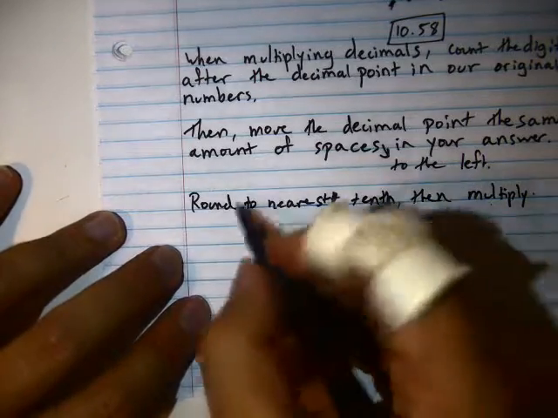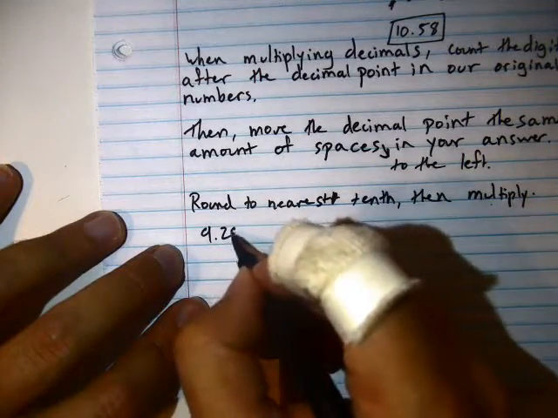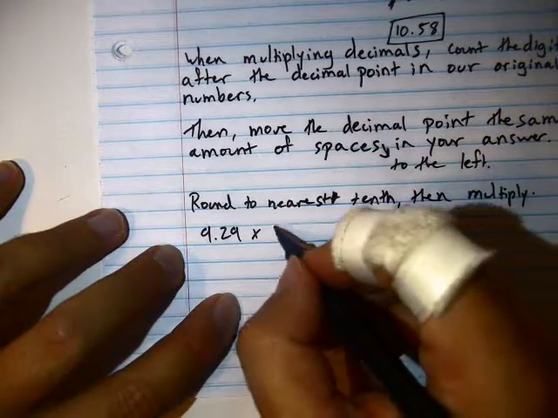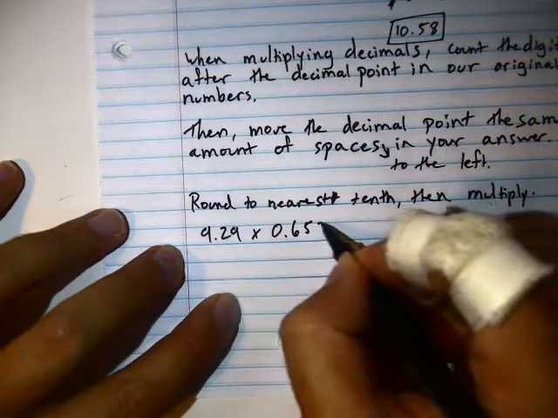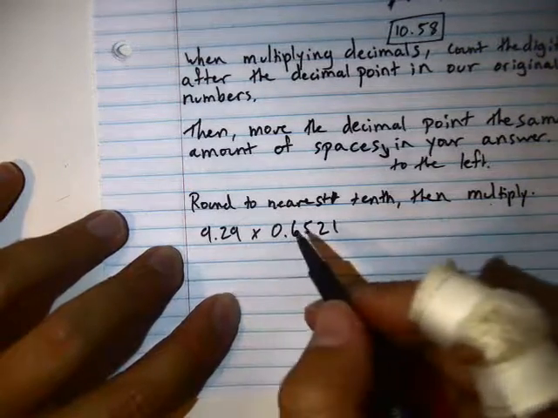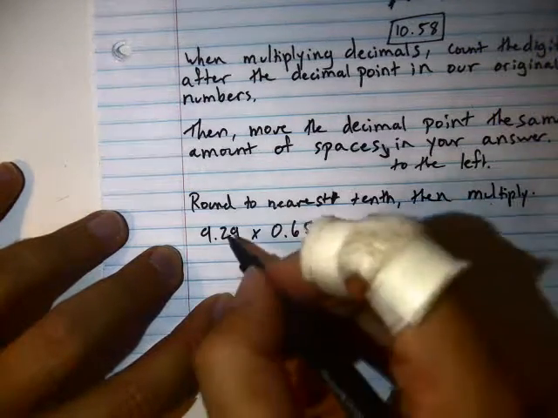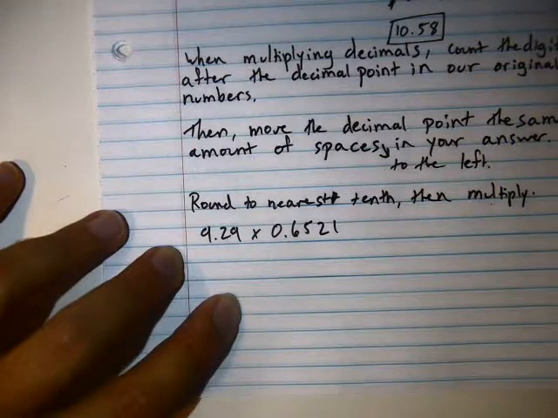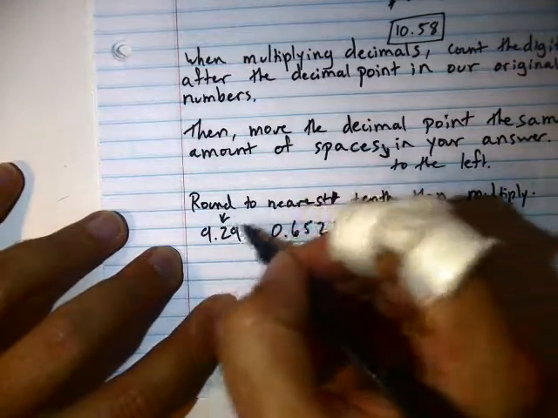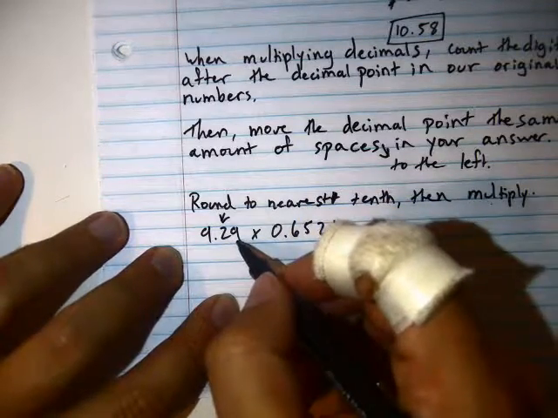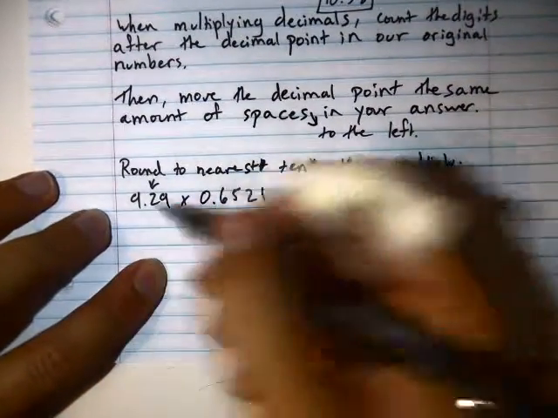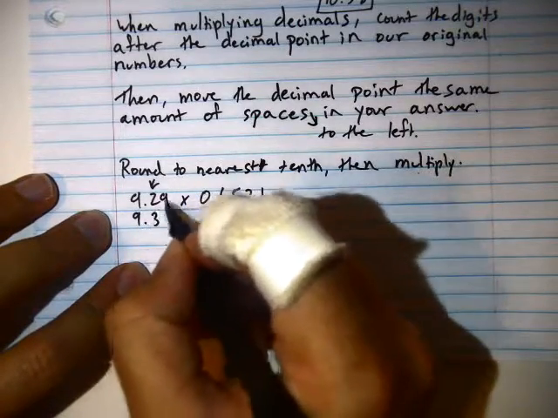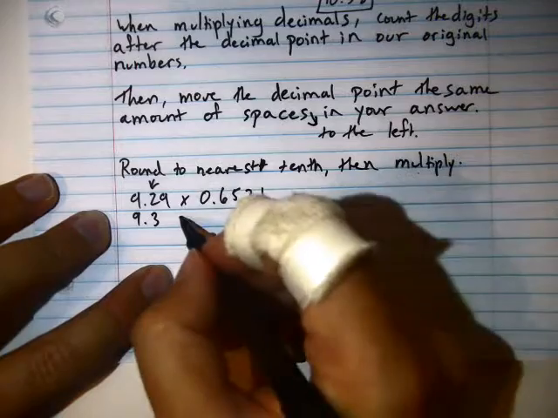Okay, let's look at this one. It says 9.29 times 0.6521. Okay, my first step is I'm going to have to round to the tenth. Is that what I'm supposed to do? Yep. So here my rounding digit is my 2. I'm going to look to the right. Oh, it's a 9. That means I need to go up 1. So I'm going to write 9.3, and I get rid of everything else.